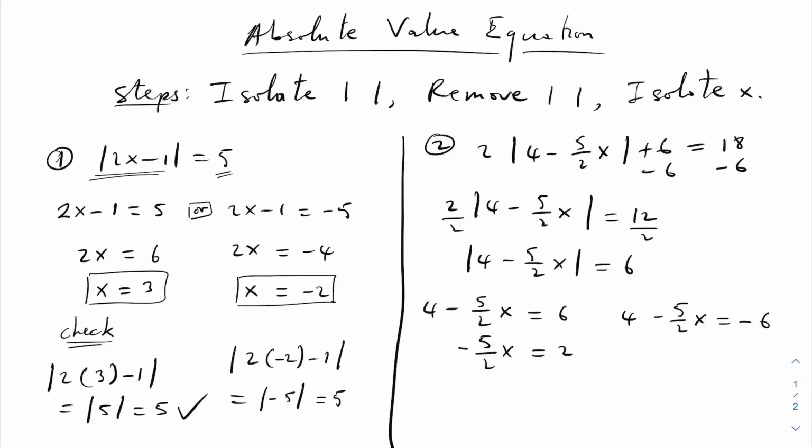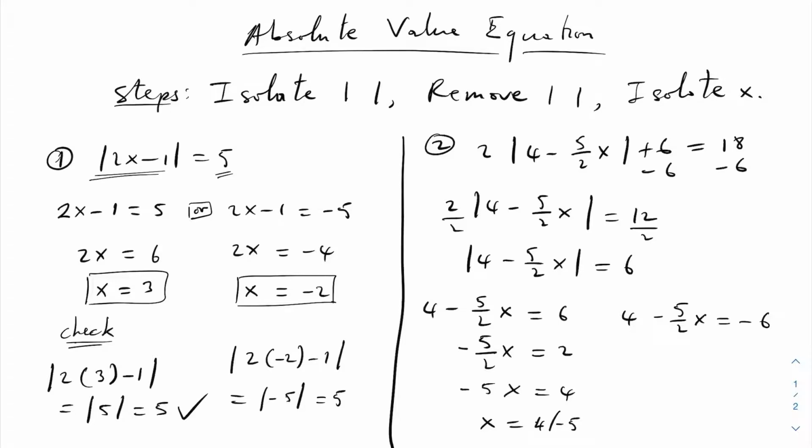Then multiply both sides by 2 here, which will give me negative 5x equals 4. Finally, divide both sides by negative 5, which gives me x equals 4 divided by negative 5. That's done.